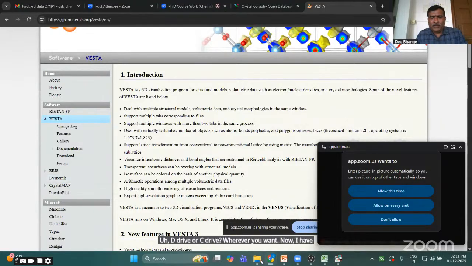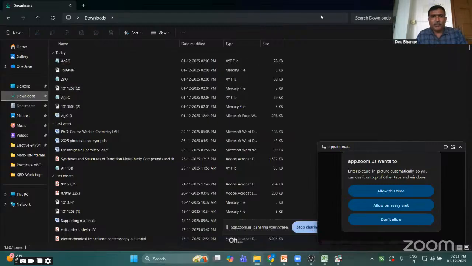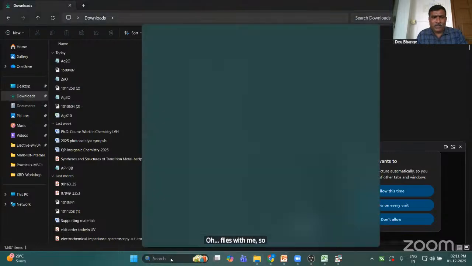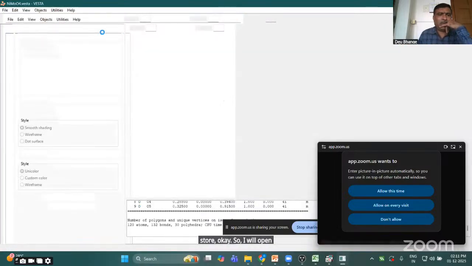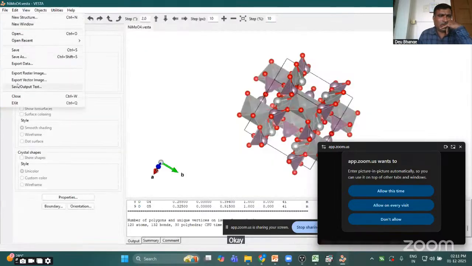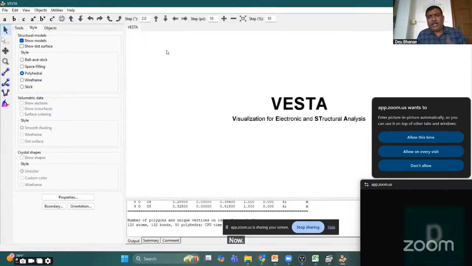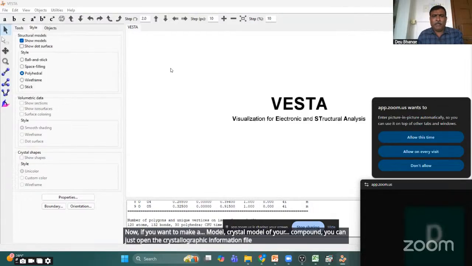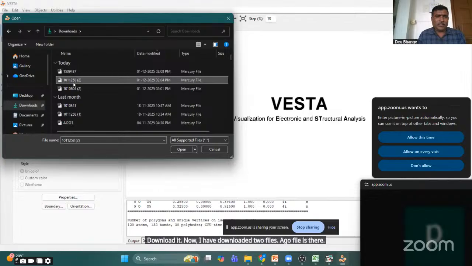Now I already have this particular file with me. So I will open that Vista. I will open this software now. Okay. Close. So it will open something like this in your system. Now, if you want to make a crystal model of your compound, you can just open the crystallographic information file that we have already downloaded. Now I have downloaded two files. AgO file is there, zinc oxide file is there, Ag2O.